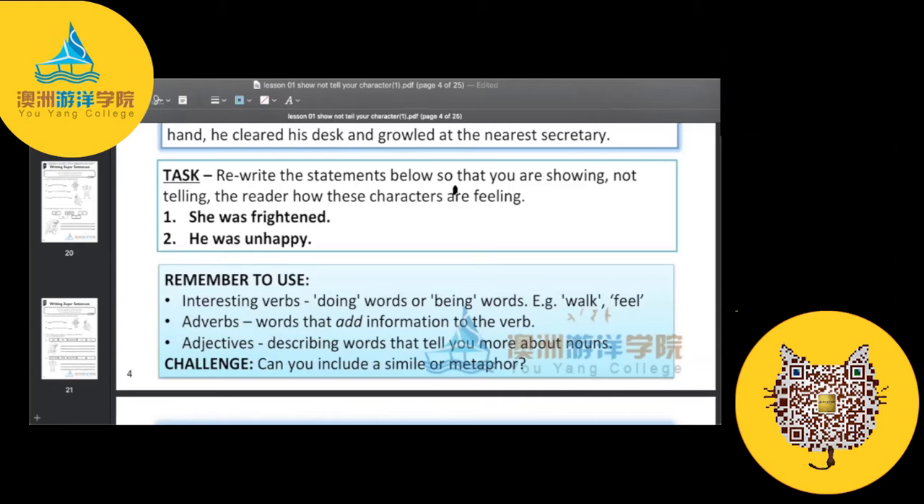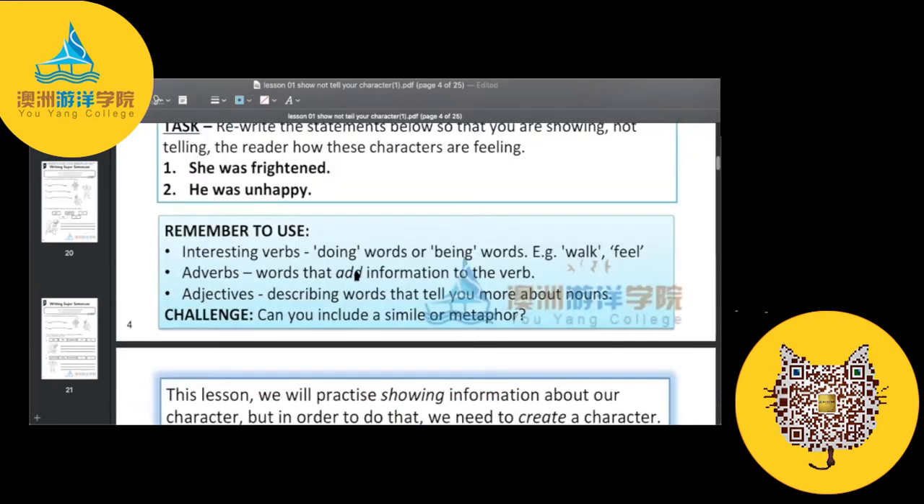Really good. Good work, Mirabelle. I really liked your frightened one. I was just right there with that frightened girl. Great. All right. Very good work, you guys.